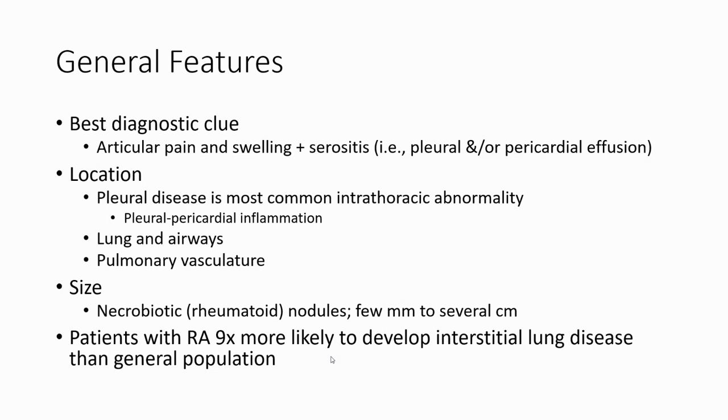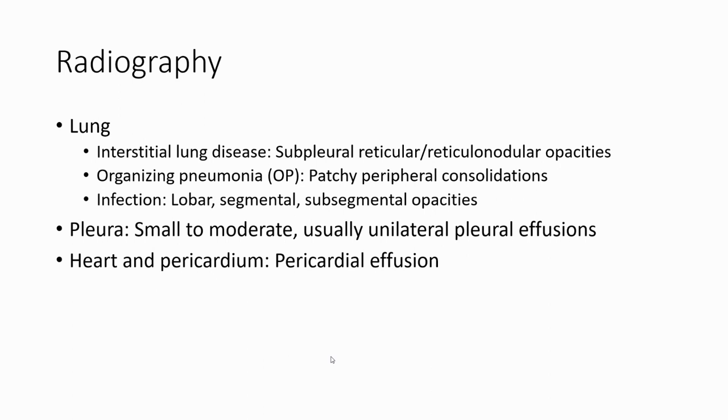Patients with rheumatoid arthritis are nine times more likely to develop interstitial lung disease than the general population. Lung: interstitial lung disease, subpleural reticular nodular opacity; organizing pneumonia, patchy peripheral consolidation; infection, lobar, segmental, subsegmental opacity. Pleura: small to moderate, usually unilateral pleural effusion. Heart: pericardial effusion.